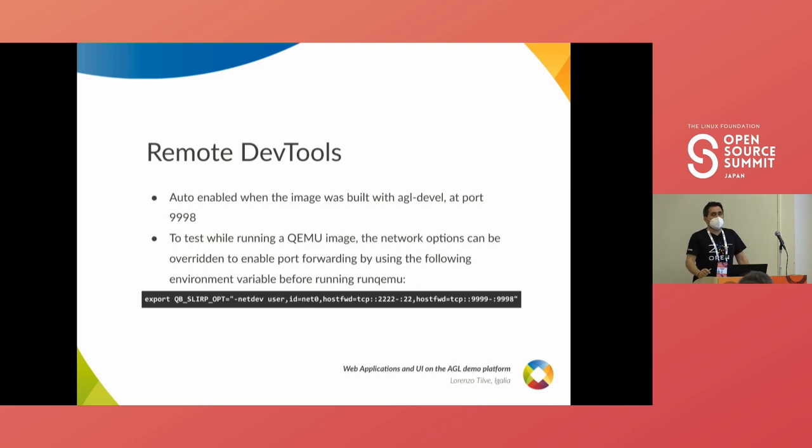Also possible when working on web apps in AGL is using remote dev tools. When using the AGL devel flag, not in production mode, it's possible to connect to port 9998 to inspect the code of the application with Chromium developer tools. You can detect any issue, trigger JavaScript events, inspect the status, etc. So everything can be done directly. Just sharing a tip here: it might be necessary in some cases to enable port forwarding with the QEMU option.